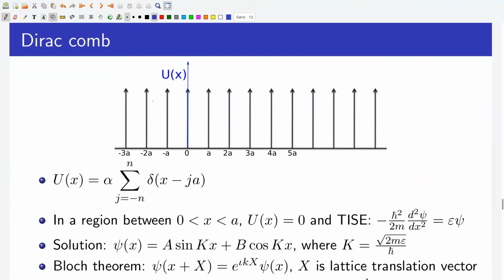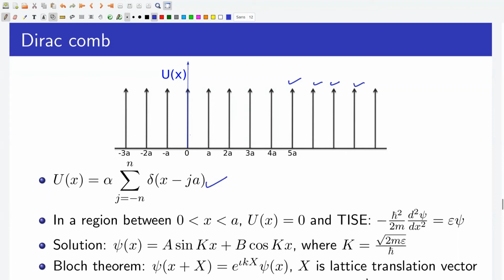Let us approximate the periodic potential by a Dirac comb. As shown in the figure, the Dirac comb is a delta function potential at every lattice point. Mathematically, it can be expressed in this form.